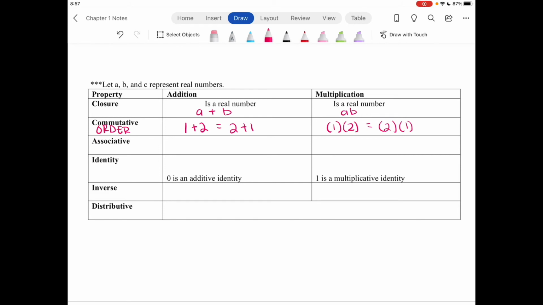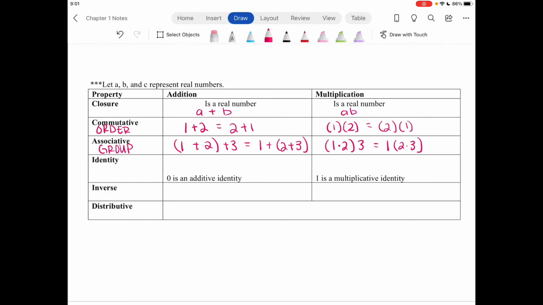But the associative property, this is all about groups. A way to remember this one is when you associate with people, you have a group of friends that you're with. For example, 1 plus 2 in parentheses plus 3 is the same thing as 1 plus 2 and 3 with the 2 and the 3 in the parentheses. Or with multiplication, we could do 1 times 2 times 3, and that's the same thing as 1 times 2 times 3, but the grouping has changed.